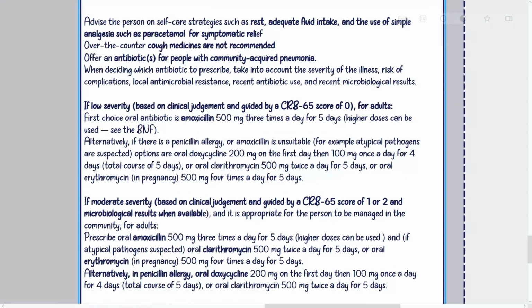If low severity, based on clinical judgment and guided by a CRB-65 score of 0: for adults, first choice oral antibiotic is amoxicillin 500 mg 3 times a day for 5 days. Alternatively, if there is a penicillin allergy or amoxicillin is unsuitable, for example, atypical pathogens are suspected, options are oral doxycycline 200 mg on the first day, then 100 mg once a day for 4 days, total course of 5 days, or oral clarithromycin 500 mg twice a day for 5 days, or oral erythromycin in pregnancy 500 mg 4 times a day for 5 days.